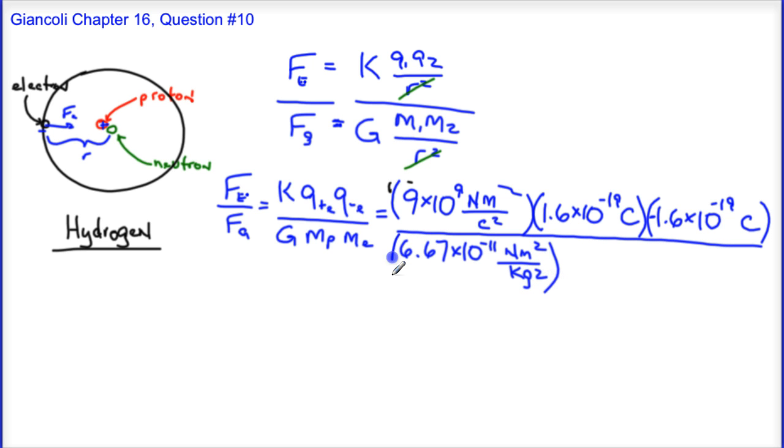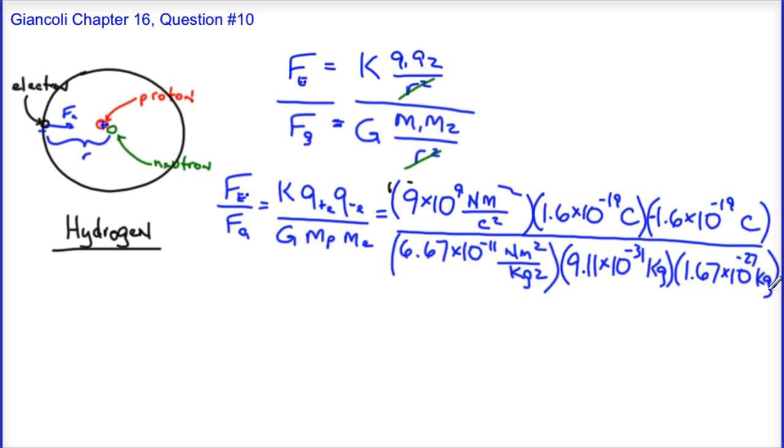And now we have to multiply it by the two masses, which you would need to look up. The mass of the electron is very, very small, about 1/1800th of the mass of a proton, and that becomes 9.11 times 10 to the minus 31 kilograms, really small, times the mass of the proton, which is 1.67 times 10 to the negative 27 kilograms.